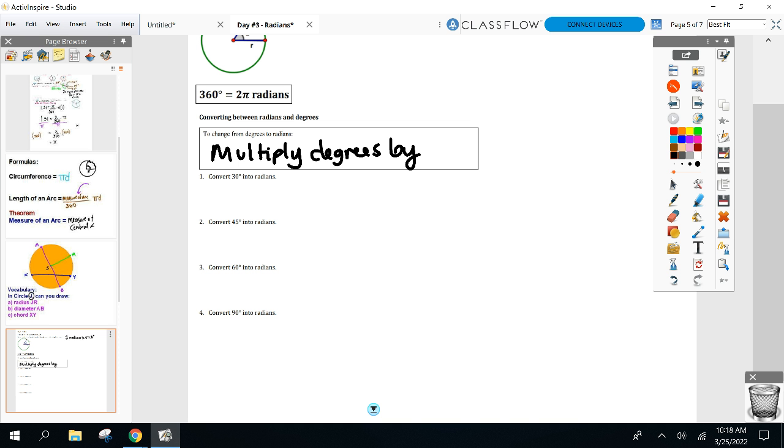I want you to look down the second column there, second column. And look where it says degrees, please. Look where it says degrees.